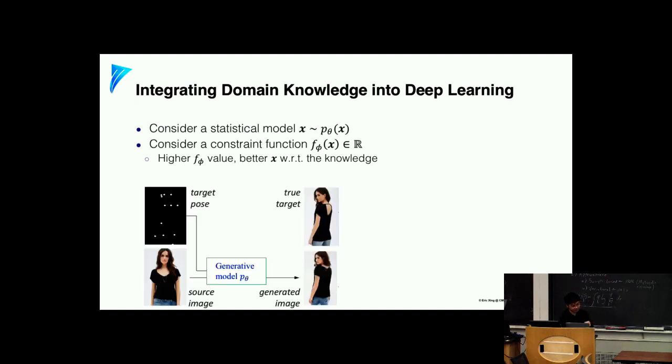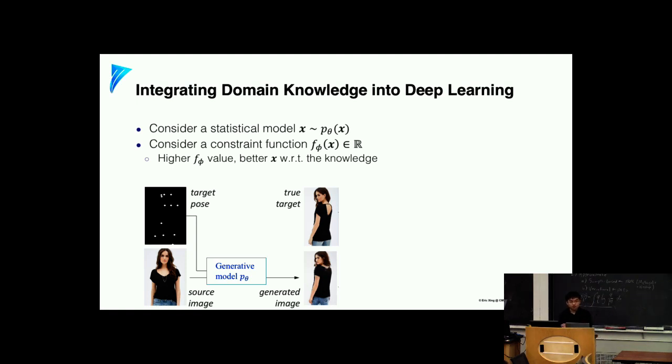And here is an example. This is a common task in computer vision: given a source image of a person and a target pose, which is expressed as key points of the pose, we want to generate a new image that is in the target pose but is still of the same person. We want a generative model to generate this image, which is close to the true ground truth. So for this model training, we can do supervised learning. We just minimize the distance between the generated image and the true image.